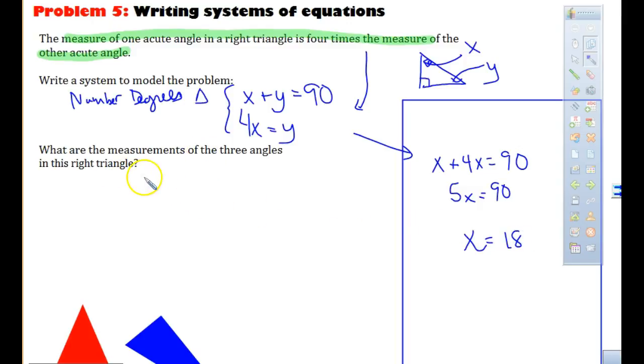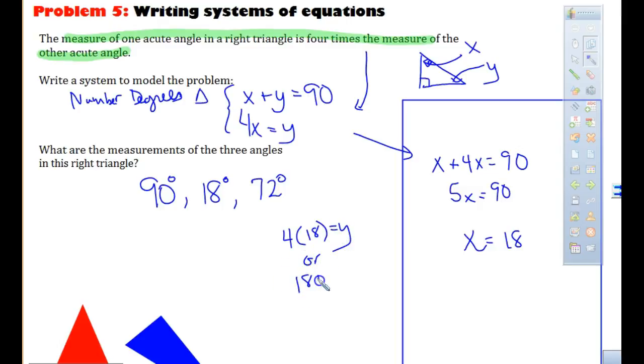So we're going to go back and answer the question. What are the measures of the 3 angles in our right triangle? Well, one of them was 90. People often forget that one. We now have 18. And if the other two total to 90, we could take 90 minus 18, or we could take 4 times 18, right? Either way is going to work. So we should have, either way, 72. It doesn't matter if you take 4 times 18 to find y, or if you say 18 plus y equals 90. It doesn't matter which equation you use, okay?